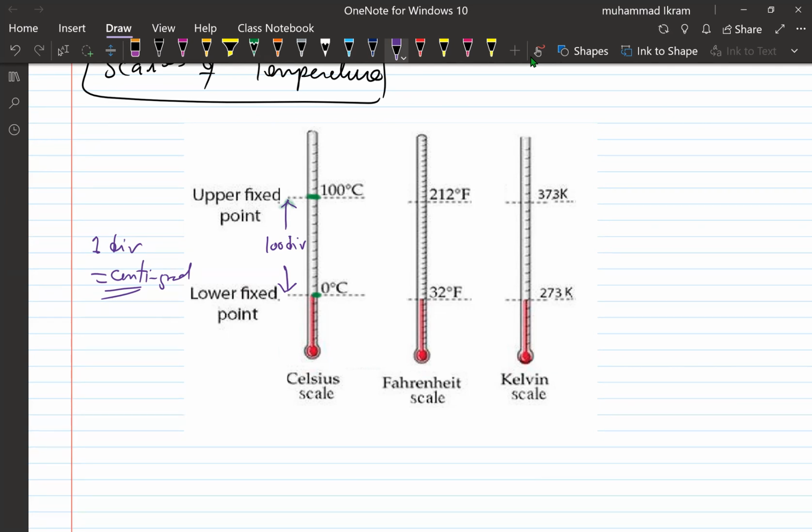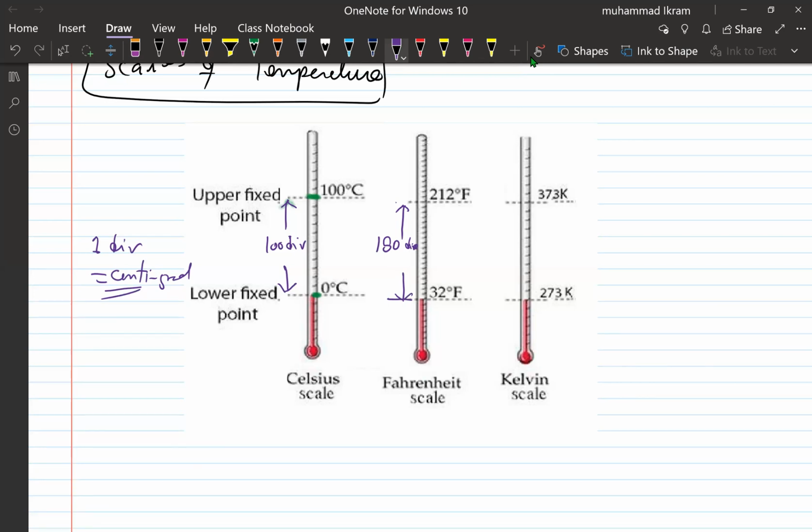And then there is the Fahrenheit scale. In the Fahrenheit scale, the lower fixed point is taken as 32 degrees Fahrenheit and the upper reference point is 212 degrees Fahrenheit. That is, the length between the upper and the lower reference point is divided into 180 divisions, and each division is called a degree Fahrenheit.